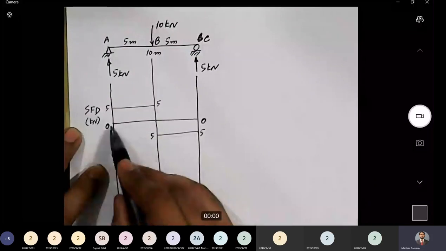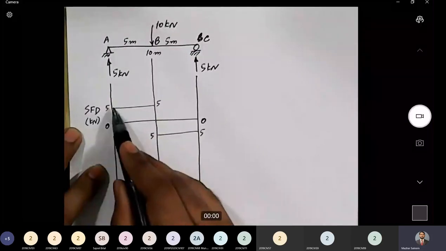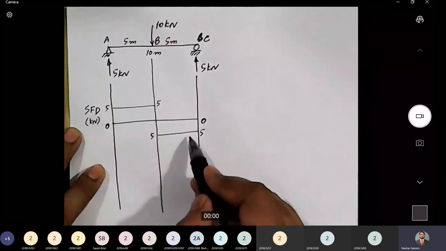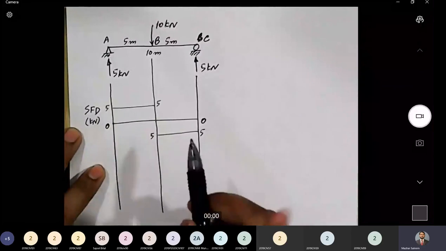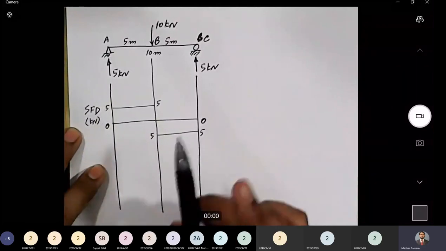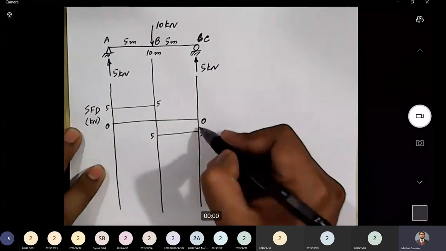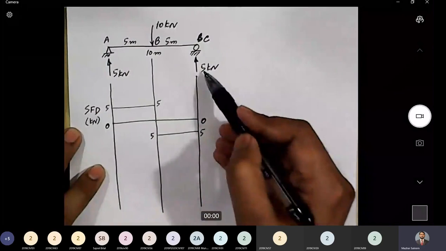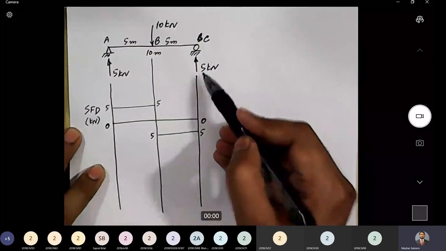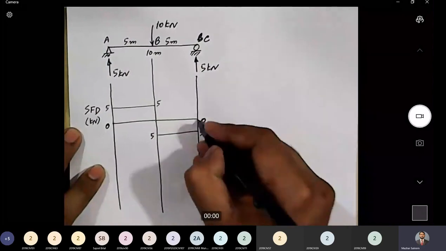So we have plotted it on the negative side of the axis. On this 0, 0 line, the positive side is on the upper side and negative is on the lower side. The shear force diagram and bending moment diagram will always close. By closing, I mean it will come back to 0. You can see that we have an ordinate of 5 here, and there is a 5 kilonewton reaction acting here that will bring the diagram to 0.